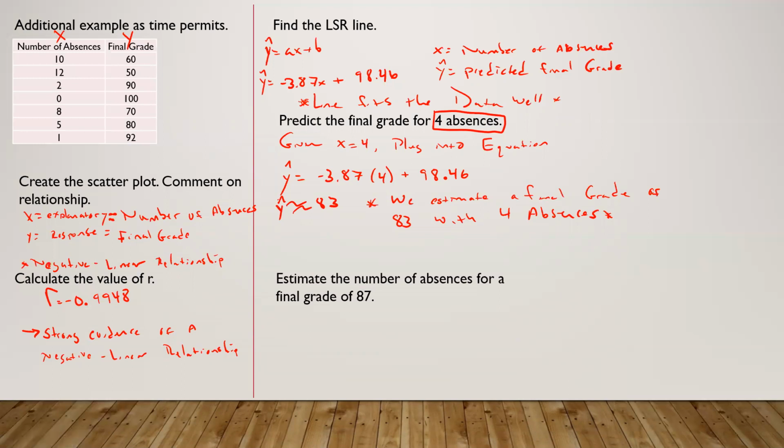Next question. Estimate the number of absences for a final grade of 87. So you can kind of see what's going on.